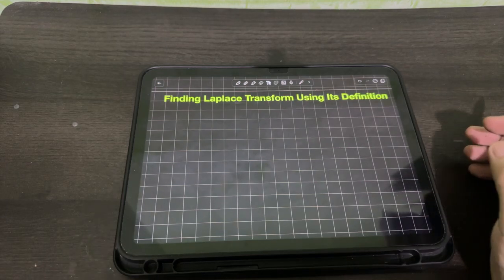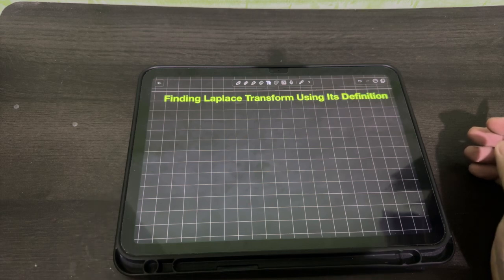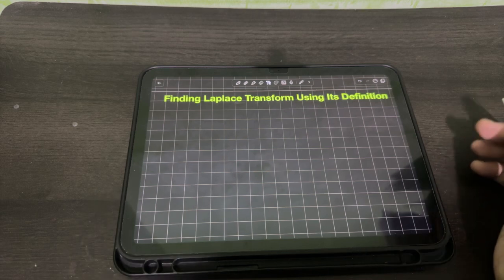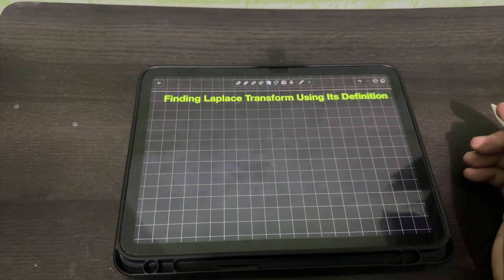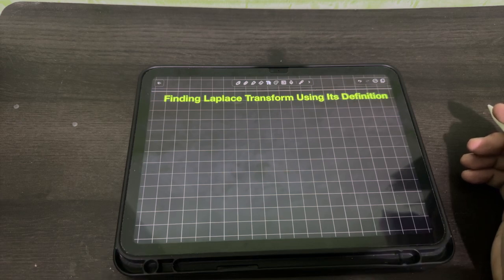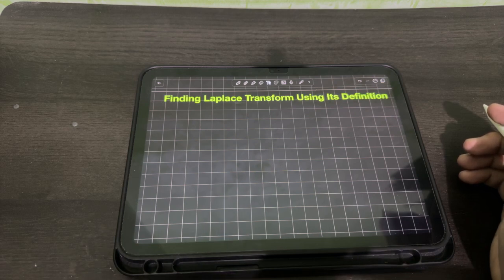We're live. Our topic for today is all about finding Laplace transform using its definition. So we will try to find the Laplace transform of a function of time, t, wherein we find the Laplace transform of f of t, and it will become a function of s because we have an integral transform definition for Laplace transform.